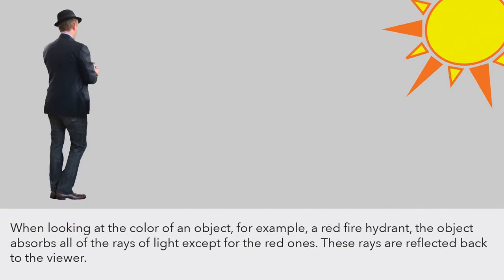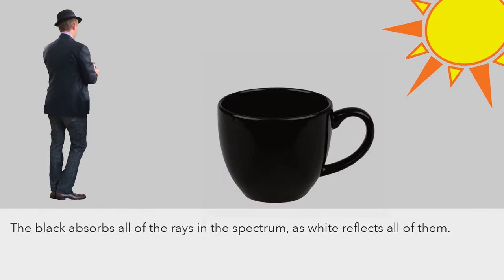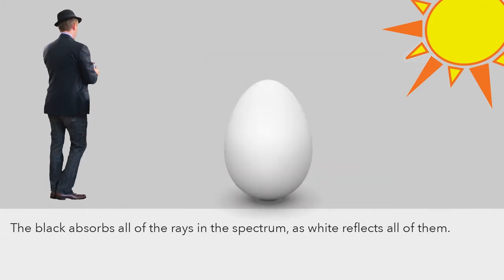When looking at the color of an object, for example a red fire hydrant, the object absorbs all of the rays of light except for the red ones. These rays are reflected back to the viewer. Black absorbs all of the rays in the spectrum, as white reflects all of them.